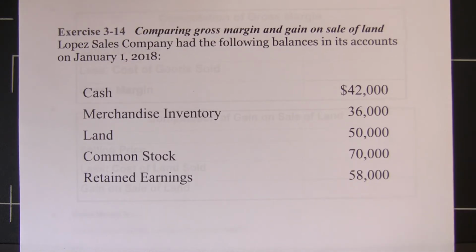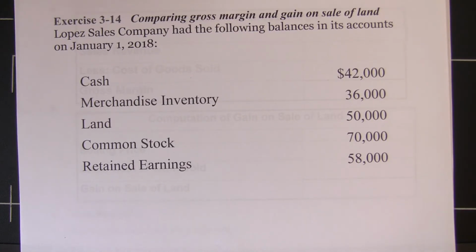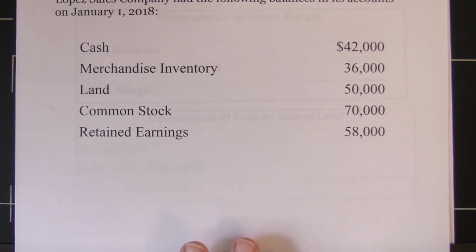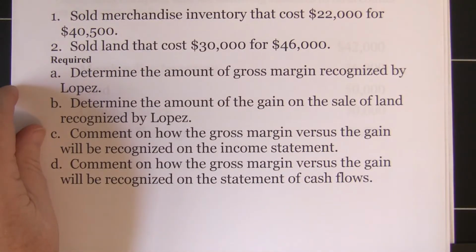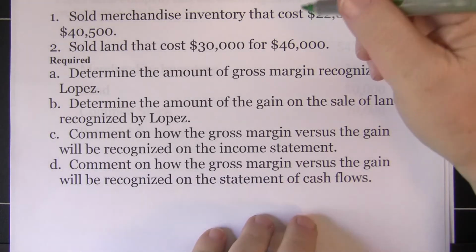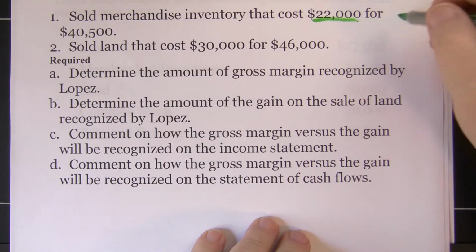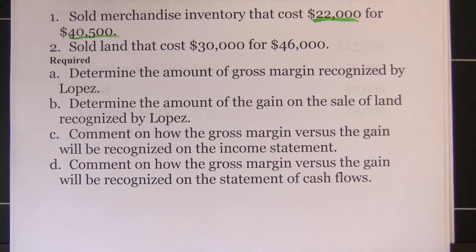It's gain. So let's take a look at this. These are the balances it had at the beginning of the year. It had cash, inventory, land, stock, and retained earnings. Then they tell us they had these events. First event they tell us about is that they sold inventory that cost $22,000 for $40,500. Well, that, my friends, is the definition of gross margin.